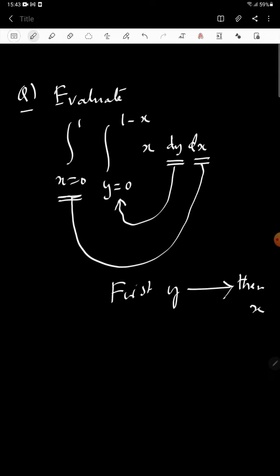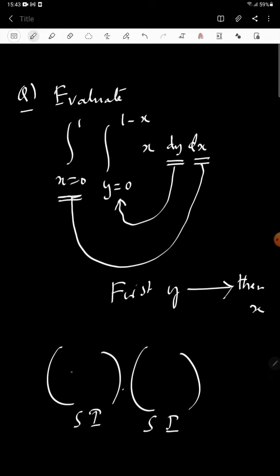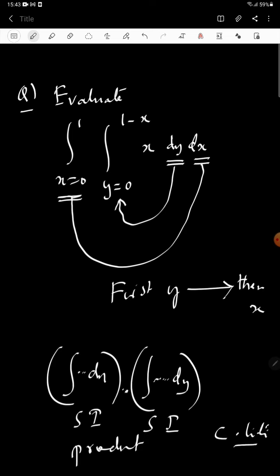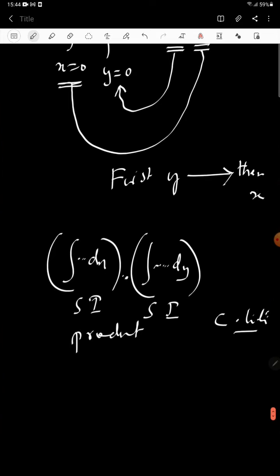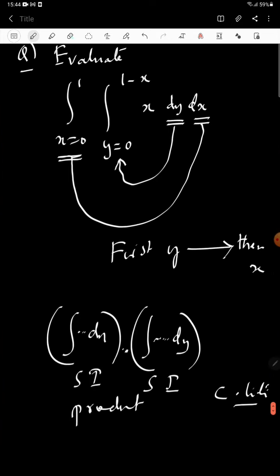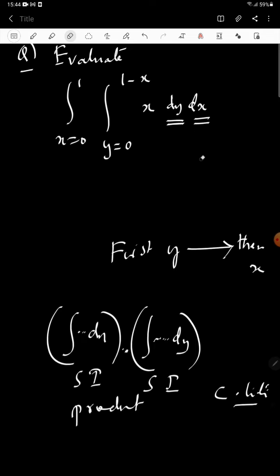I said in an earlier video that when the limits are constants, you can write it as a product of two single integrals, one only in x, and whatever y terms are there you separate out. This product of single integrals is possible only in the case of constant limits, not in the case of variable limits. So let me come back to this point. We are going to calculate this integral now.